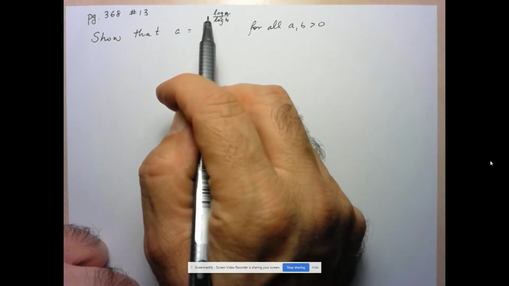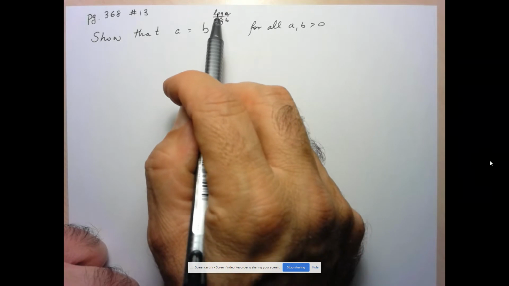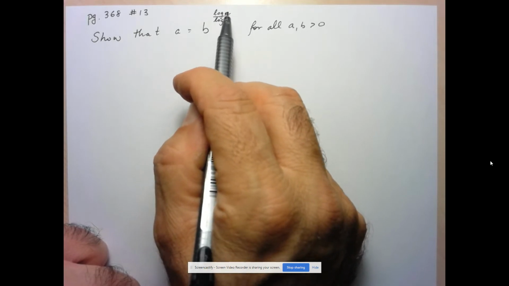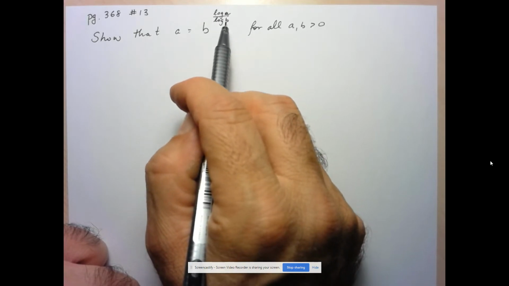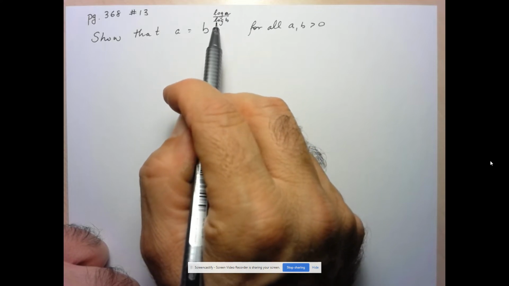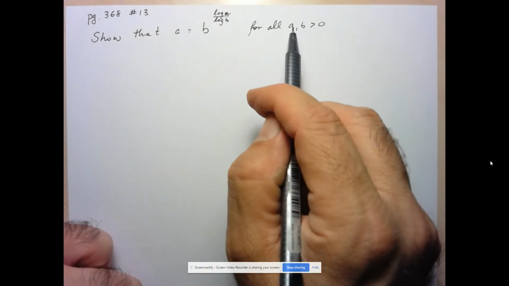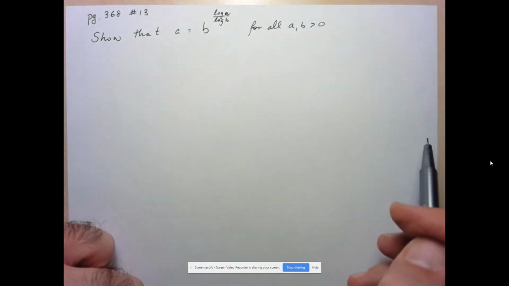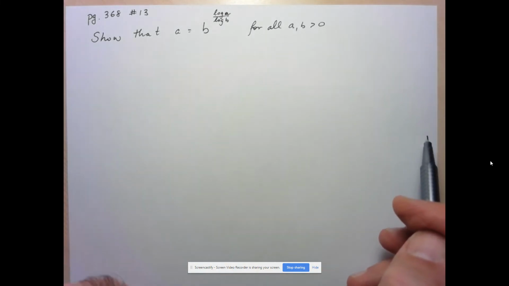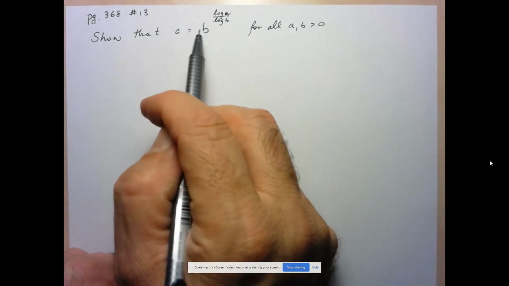Well, if you look at the exponent here, we see that we have logarithm of a, log base 10 of a, to be precise, and log base 10 of b, and we know that logarithmic expressions are only valid for positive inputs. So that's why we need a and b to be greater than 0. All right? So we need to show that this is always true.